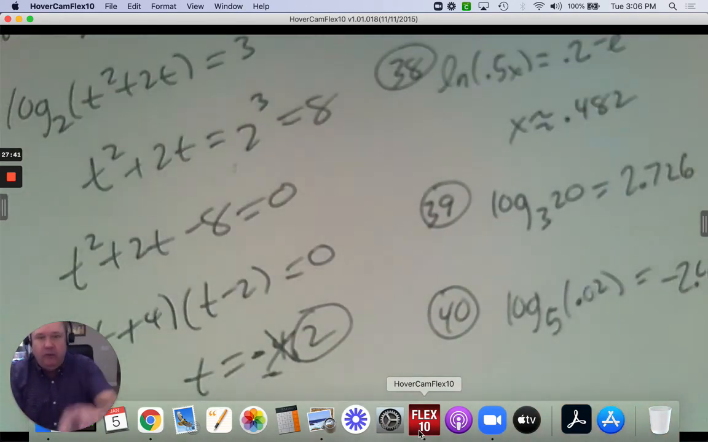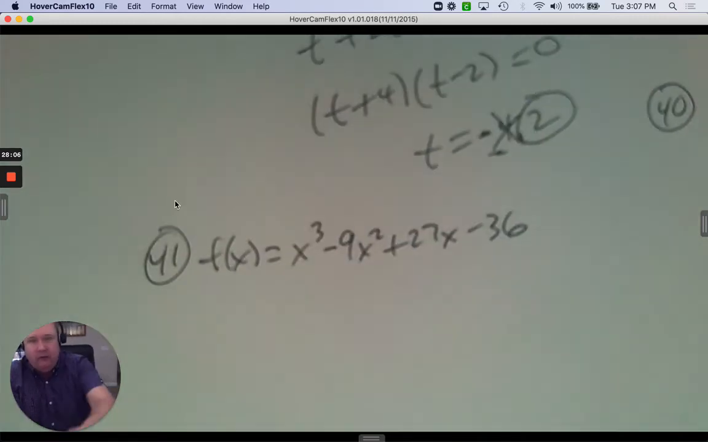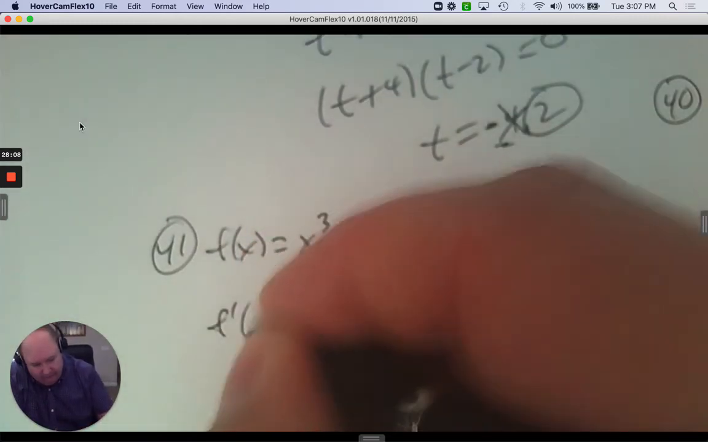All right, 41. In 41, it says use a first derivative number line to determine whether that function, x cubed, subtract 9x squared plus 27x, subtract 36, is it strictly monotonic? So does it only increase or only decrease? How can I show that with calculus? So to do that, we're going to do the first derivative.